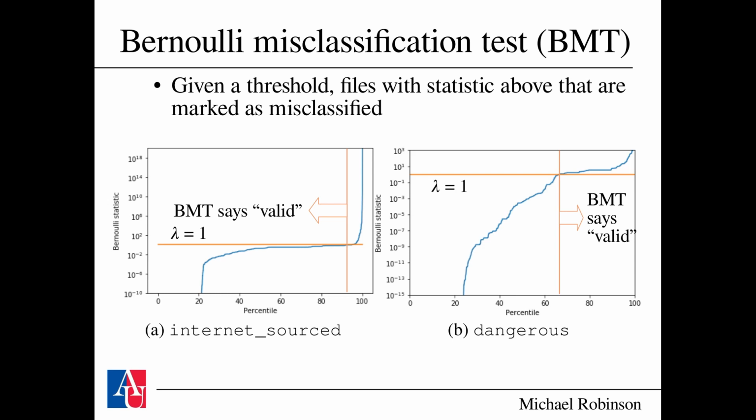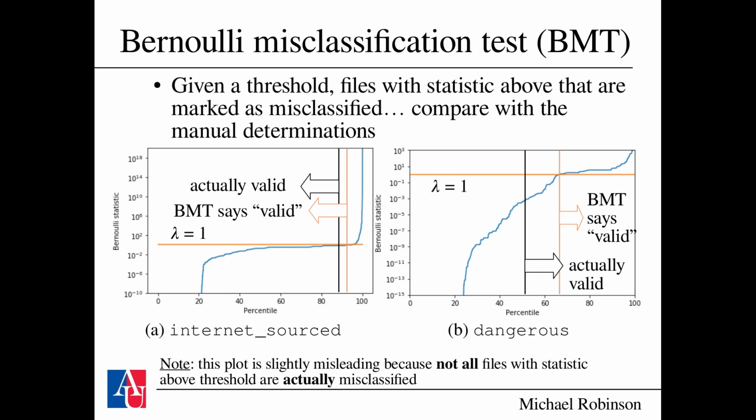And so the Bernoulli misclassification test says that the files that are less than that in the internet sourced are likely to be classified correctly, i.e. valid. In the dangerous set, it's backwards. Those files with a large likelihood ratio are likely to be in the wrong place, i.e. not dangerous, i.e. valid. How does that compare with the ground truth?